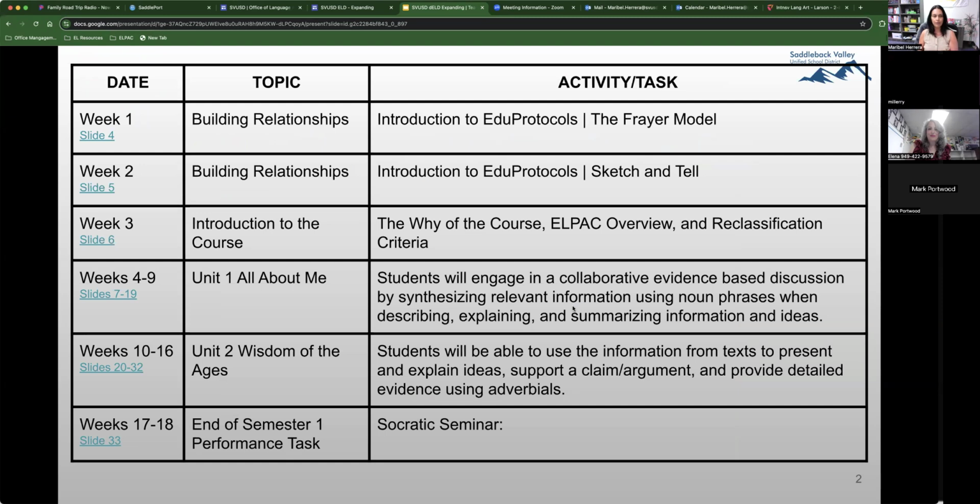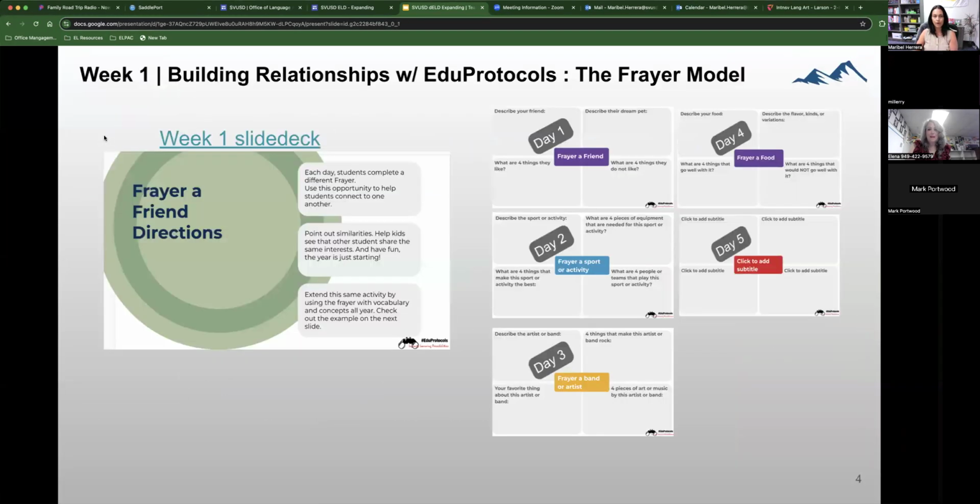If you see, we have week 1 and it's all building relationships using the Freyer model. We did this last year. It worked well. It was very well received by the students and the teachers. So we decided to keep it. So for week 1, you would just click where it says slide 4 and it'll take you to that week 1. And you'll see that there's 5 days. So there's 5 different lessons for this week 1.